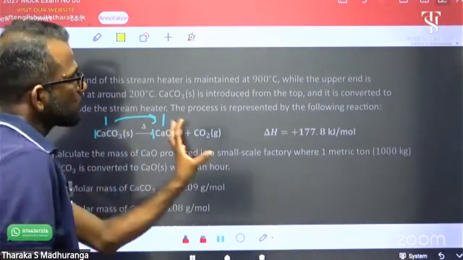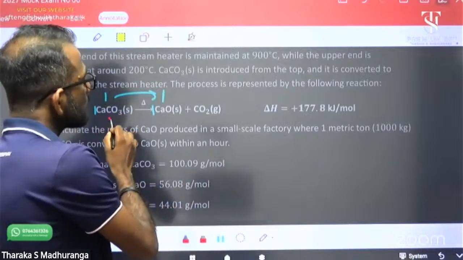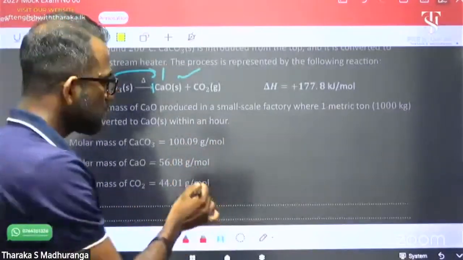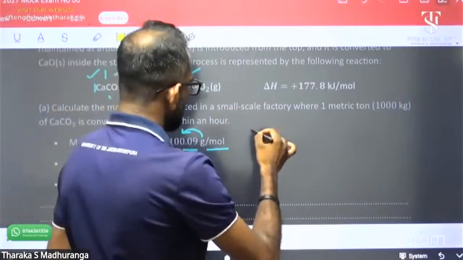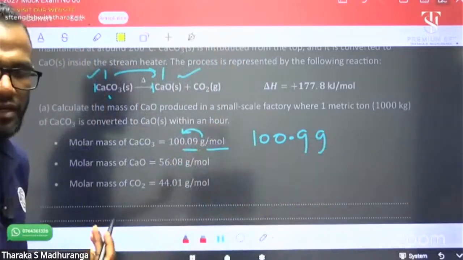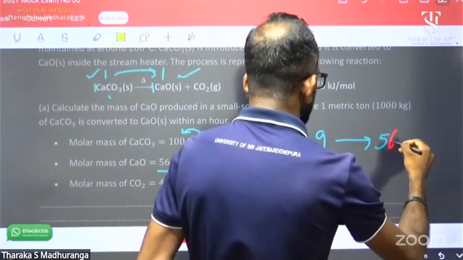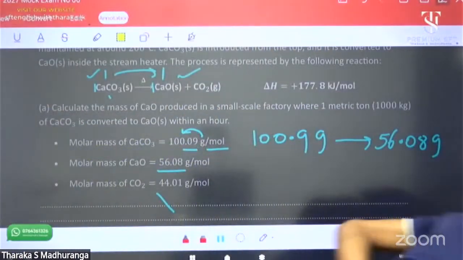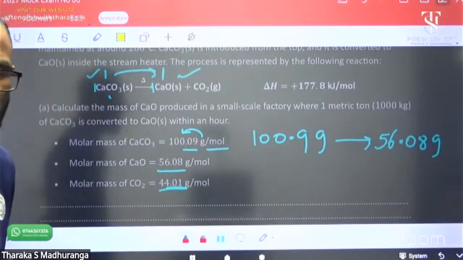The stoichiometric ratio is 1 to 1. 1 mole of calcium carbonate produces 1 mole of calcium oxide. Given their molar masses, 1 mole is 100.09 grams. If we react 100.09 grams, it produces only 56.08 grams of calcium oxide. The remainder is carbon dioxide. If you add these two, the answer is 100.09, right?